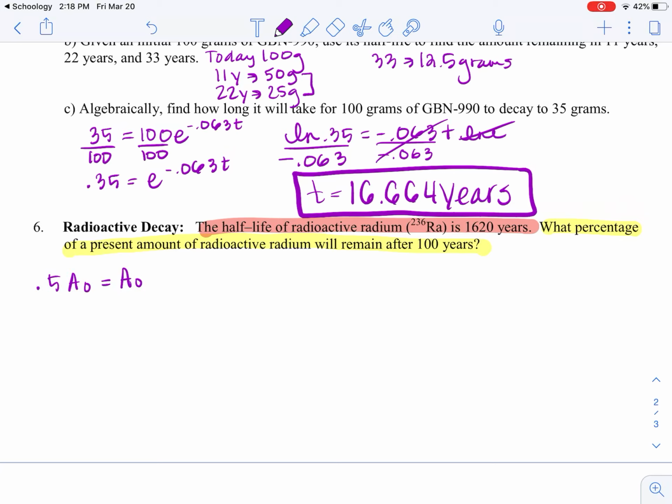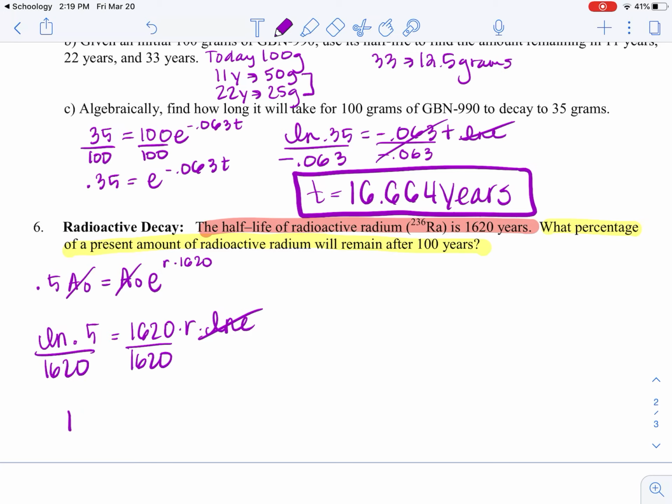My initial amount, I don't know how much I have, but I know that there's going to be half left if it's a half-life. Times e to the, I don't know the rate, times the time, 1,620 years. Divide both sides by a naught, they cancel. Natural log both sides. You have natural log of 0.5 is equal to 1620 times r times natural log of e. Natural log of e is 1. Divide by 1620.